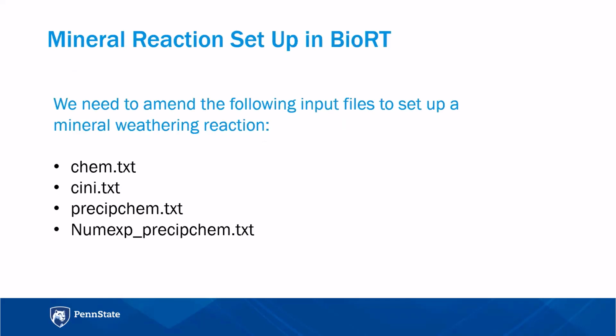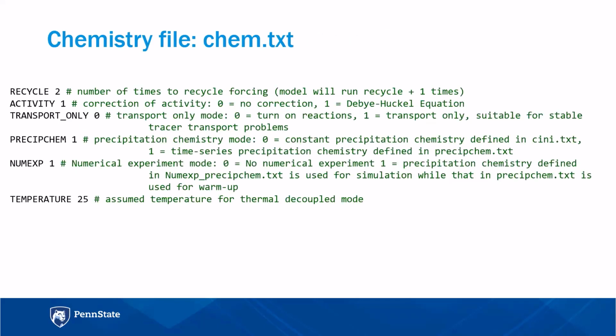All right, now we'll walk through the different input files that we need to amend in order to set up our reaction in BioRT. These files include the chemistry file, the initial condition file, the precipitation chemistry file, and the numerical experiment precipitation chemistry file. Okay, so the top of the chemistry file looks like this and has some important model settings.